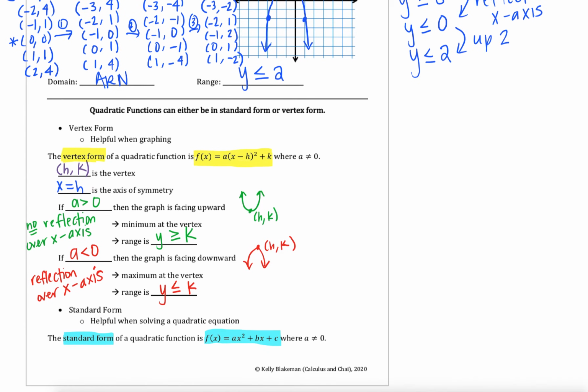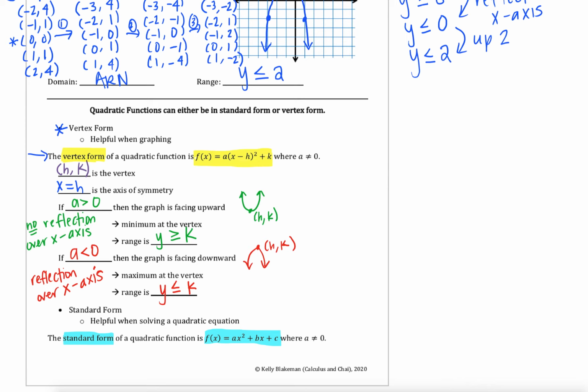So we have 2 forms for quadratic functions. Quadratic functions can either be in standard form or they can be in vertex form. And throughout this unit, we're going to use both forms, but right now I want us to talk about which form is more helpful for different scenarios. So vertex form here, which is the form that we've seen in this entire video so far, is really helpful when we're graphing, which is why we've seen everything in vertex form thus far.